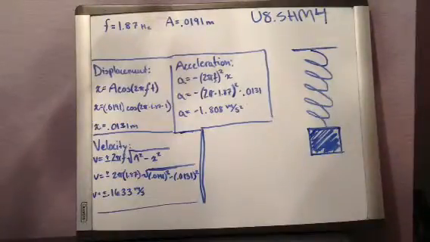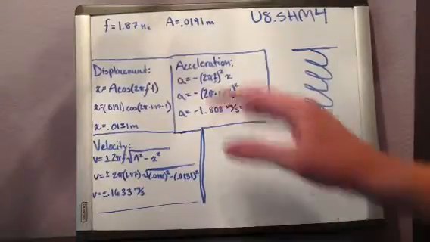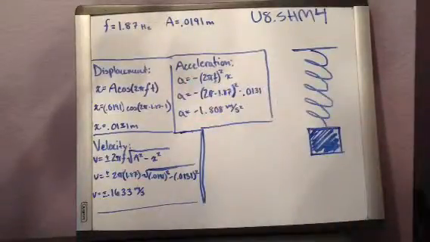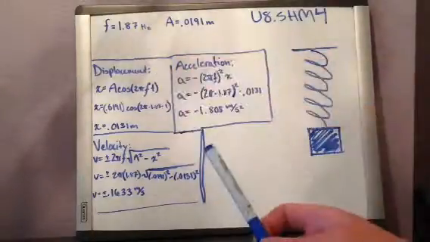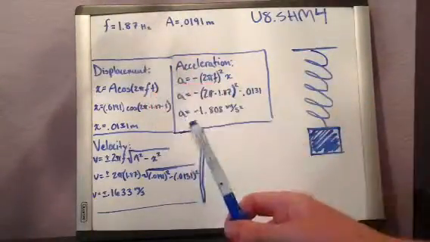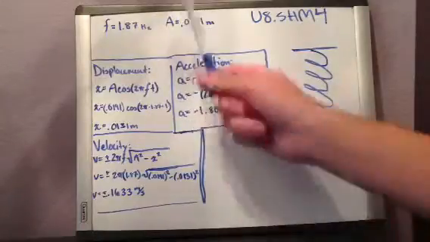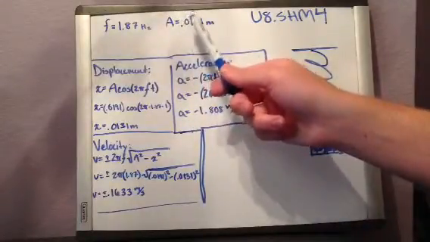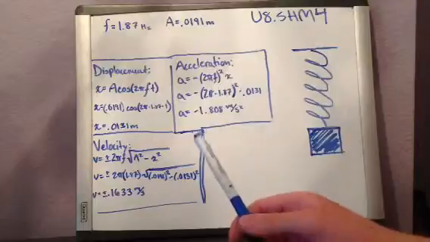So, for the purpose of solving these equations, we're going to assume that in this system the frequency equals 1.87 Hertz and the amplitude equals 0.0191 meters.